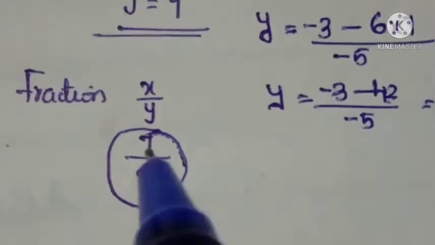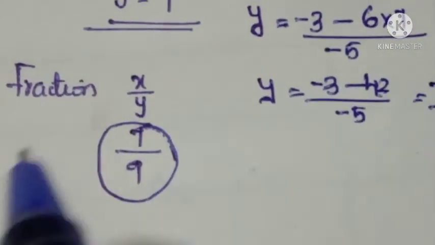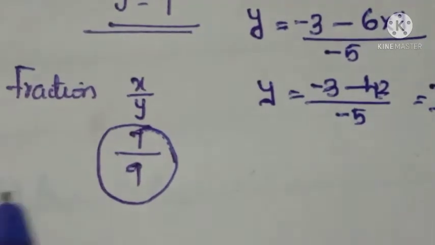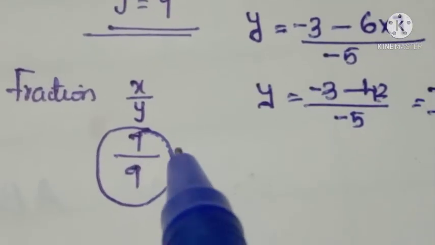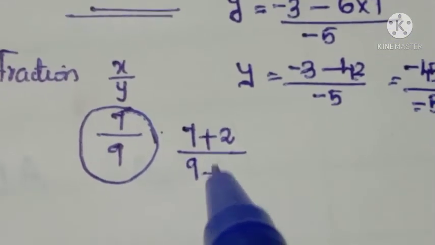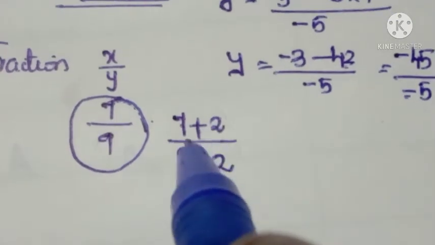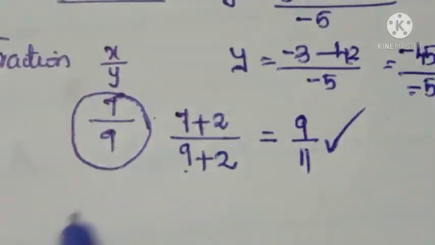Now we can check whether this result or fraction is correct or wrong. See the first statement. If you are adding 2 to the numerator and denominator, so (7 plus 2) by (9 plus 2) gives 9 by 11. That is correct.